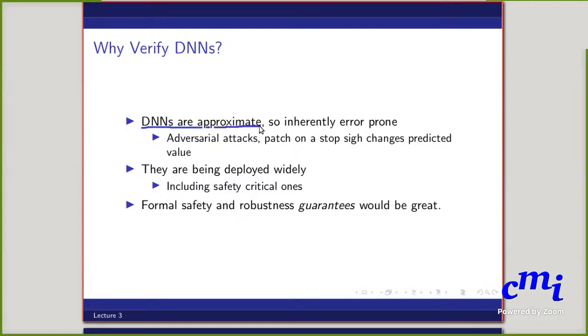And that is inherent to the formalism that we're operating in within machine learning. We're only interested in the average error, so we're only minimizing the average error. At any given point, we're only going to get a DNN that is in some sense an approximation of whatever the best thing is. But this is an issue because it also means that DNNs are going to be inherently error prone.